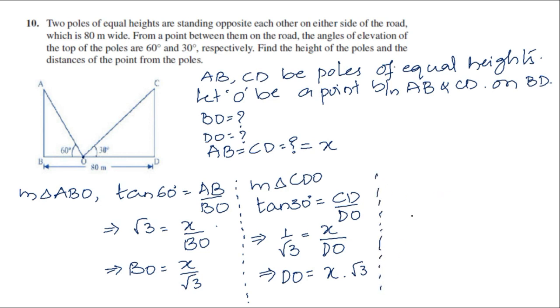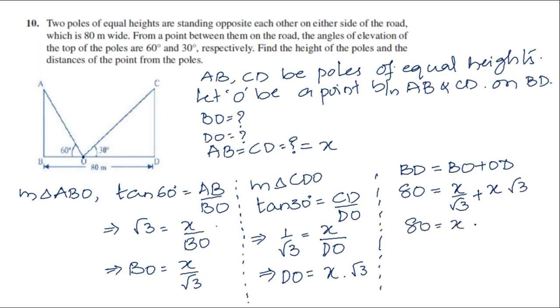We are given the length of BD. BD is nothing but BO plus OD. BD is 80 meters. This is equal to BO, which is x by root 3, plus OD, which is x root 3. There is x common here. We get 1 by root 3 plus root 3.